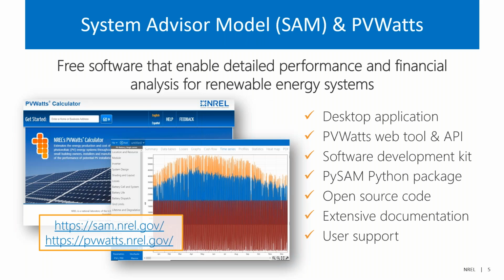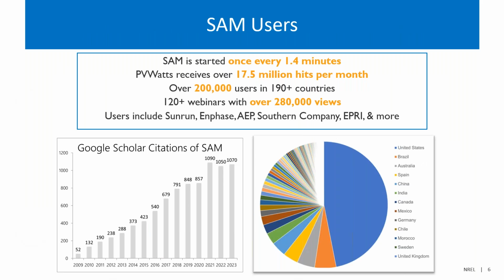So SAM is a free desktop application for modeling renewable energy projects. It's available for download from the SAM website at sam.nrel.gov. NREL's PV Watts calculator is a related tool. It's a web calculator. It also has an implementation in the desktop application, and you can access SAM programmatically through the PySAM Python package. And the source code for SAM is on GitHub repositories. You can learn more about all of this by going to the SAM website. SAM is used by a wide range of people from all over the world.